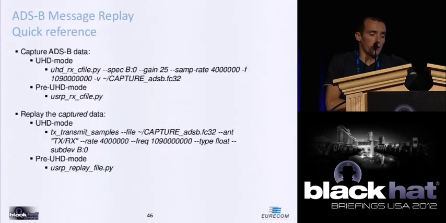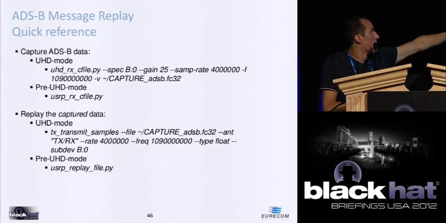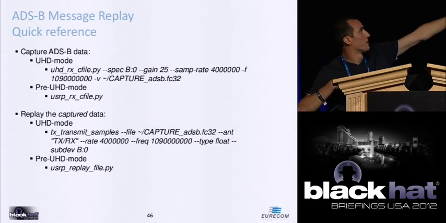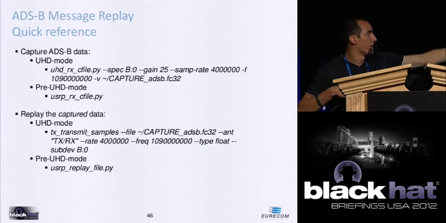So here are some quick references. I'll not go through them. After the talk, if you are interested in playing with all this stuff, you can use this as a quick reference and to run these commands. Here is how you capture the data with USRP. This is how you replay the captured data. Capturing some message, you can see it's 1090 megahertz, and then you replay on 1090 megahertz, and so on.